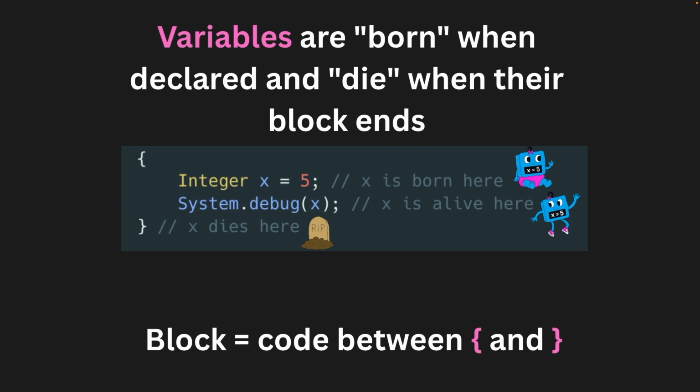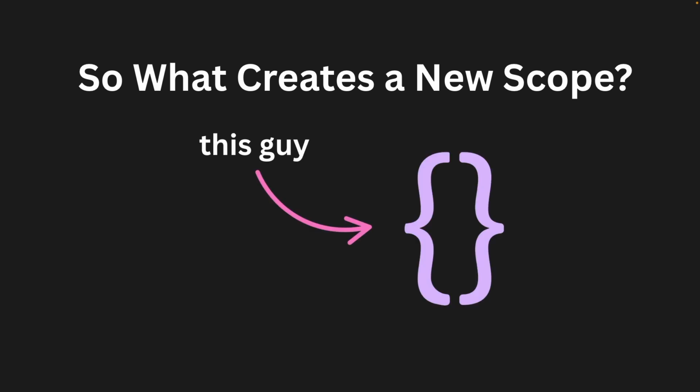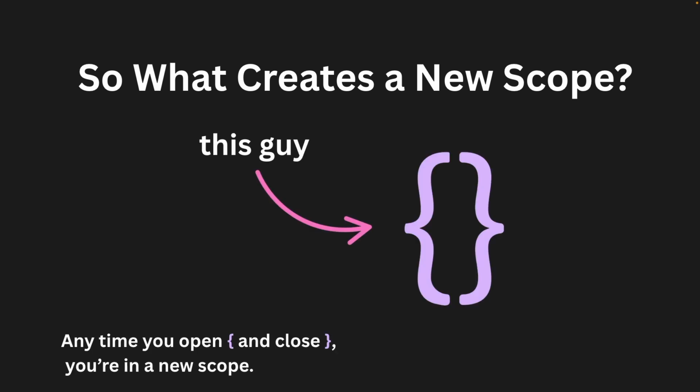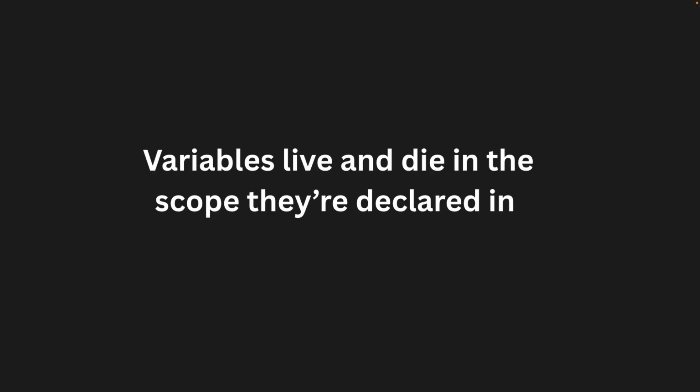But when I talk about a block, I'm really referencing those open and close curly braces. Every time I refer to block, keep your eye out for those open and close curly braces. So what creates a new scope? This guy does, the curly braces. Anytime you open and close them, you're inside of a new scope. So we'll talk about three different types: class scope, method scope, and block scope, and we'll walk through the differences. Remember that variables live and die within the scope that they're declared in.